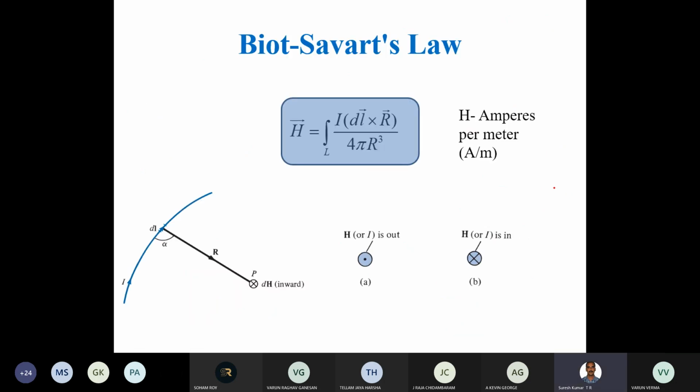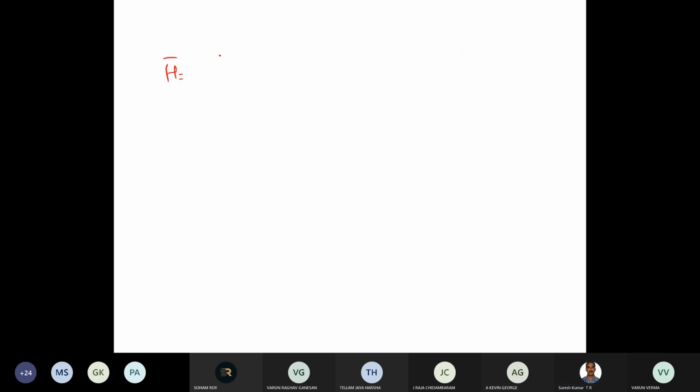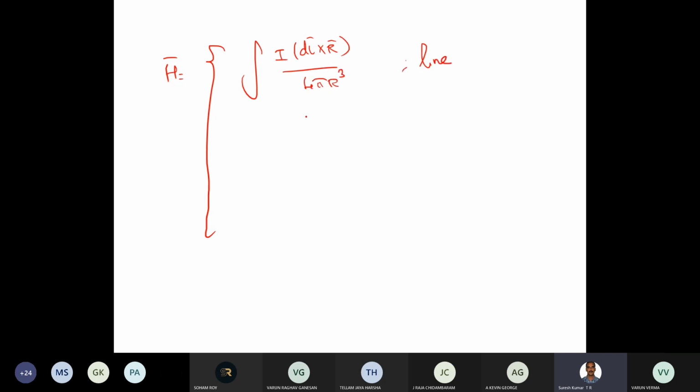Now let me rewrite this equation. H vector is I dl vector cross r vector over 4 pi r cube. If it is an open wire, you can use the open integral, or if it is a closed wire, which is theoretically only possible, you can take the closed line integral. H equals integral of I dl vector cross r vector over 4 pi r cube. This is for the line current.